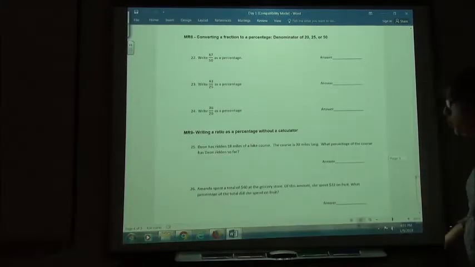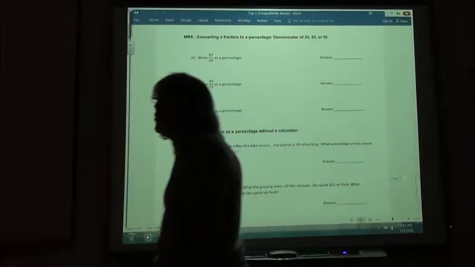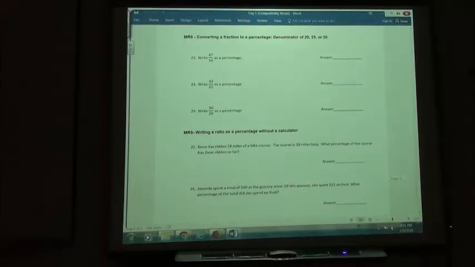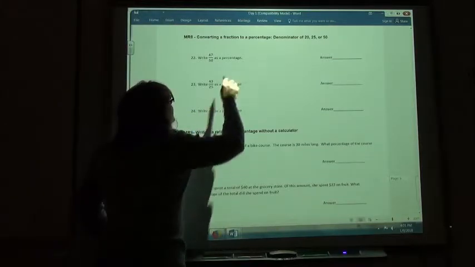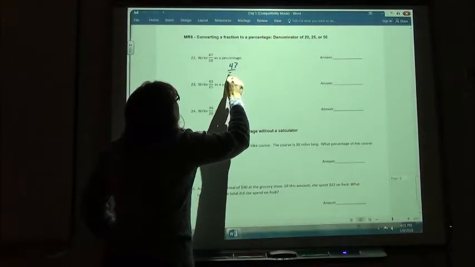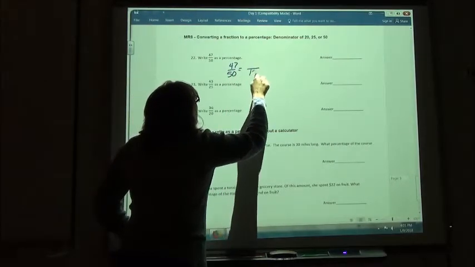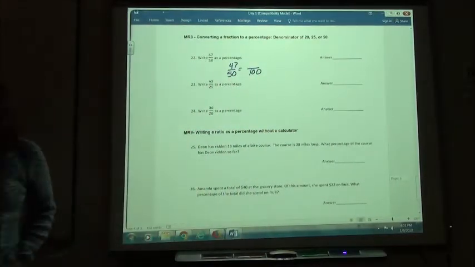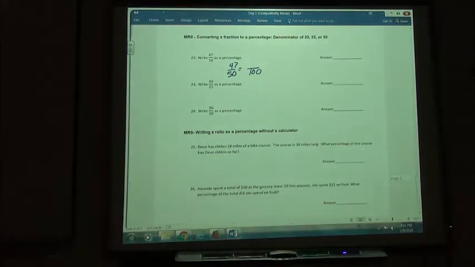Converting a fraction to a percentage. These ones are all going to have nice denominators that divide evenly into 100. Normally, if I had a fraction and I was going to change it to a percent, I would take the top divided by the bottom and make it a decimal and then just move it over. But these ones are easier to do without using your calculator, because all of the denominators are ones that divide evenly into 100.